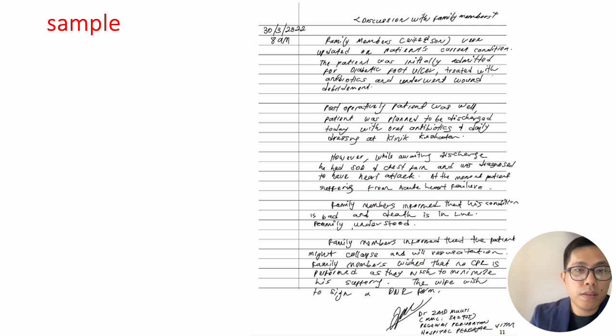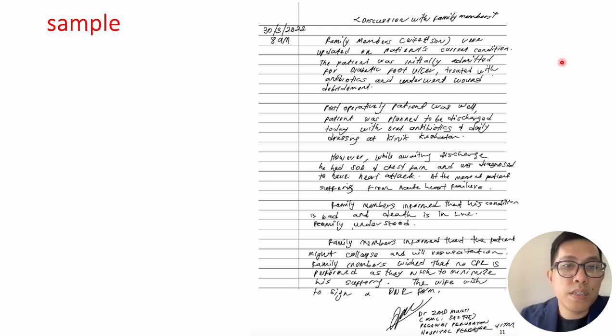So this is a good example. This is written by me. Apologies for my handwriting. For example, this is a better example. Discussion with family members, wife and son. If you want to be more specific, you should state what their names are. Family members, wife and son, were updated on the patient's current condition.